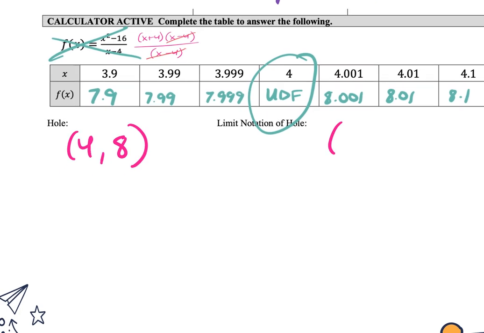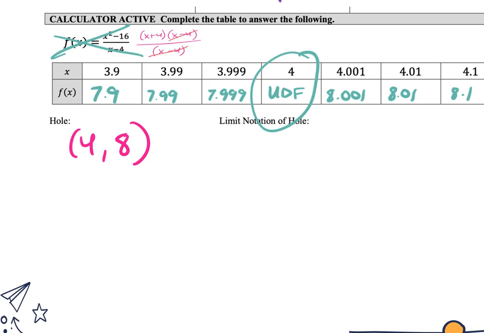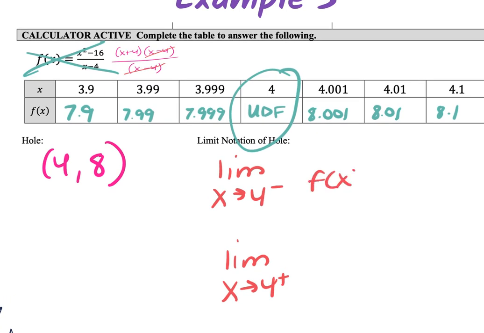But you also have to be able to do this without the equation, so the chart would already be filled in. All right, so now let's do the limit notation: the limit of my graph as x approaches 4 from the left, and the limit as x approaches 4 from the right. f of x equals 8. Good.